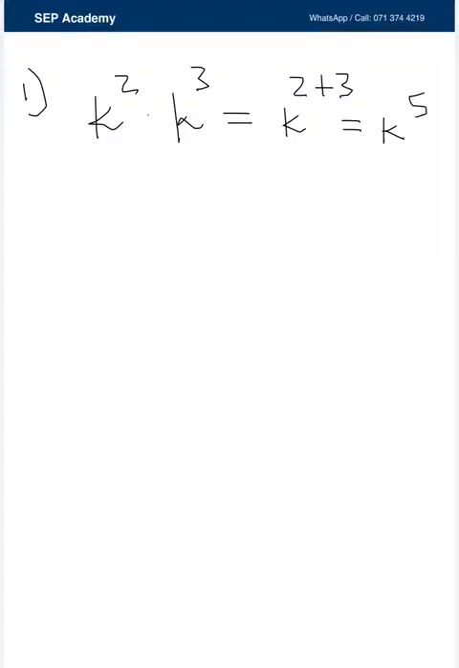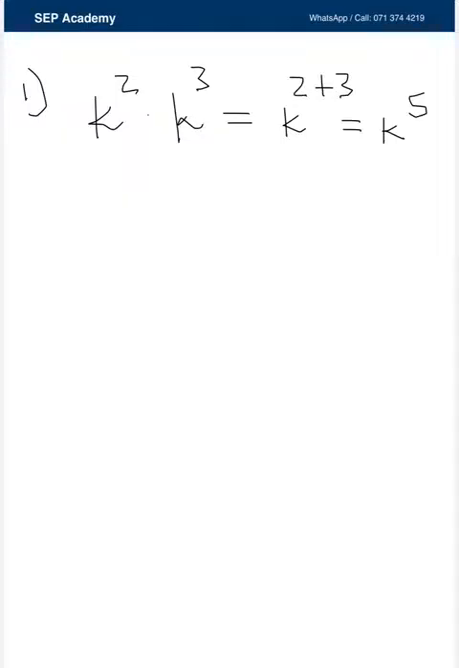So now maybe let's just try and look at some examples. Maybe that being example number 1. Let's say for some reason you are given k to the exponent of 2, and this is being multiplied by another k to the exponent of 3. What we know is that it should be equal to, you just write 1 k, and then you have 2 that you add to 3. And this will therefore be equal to k to the exponent of 5. That's how you apply the law.